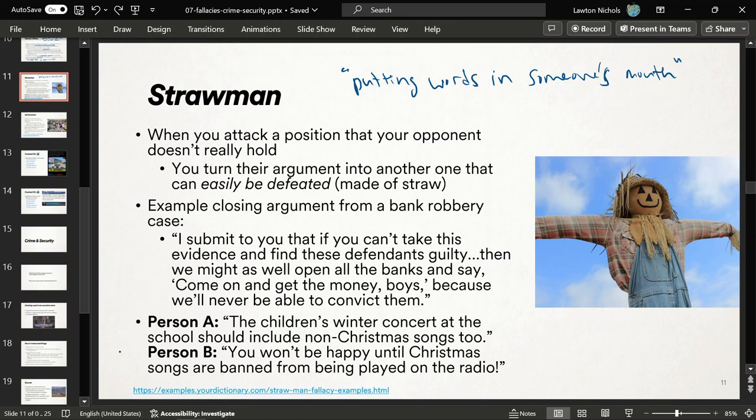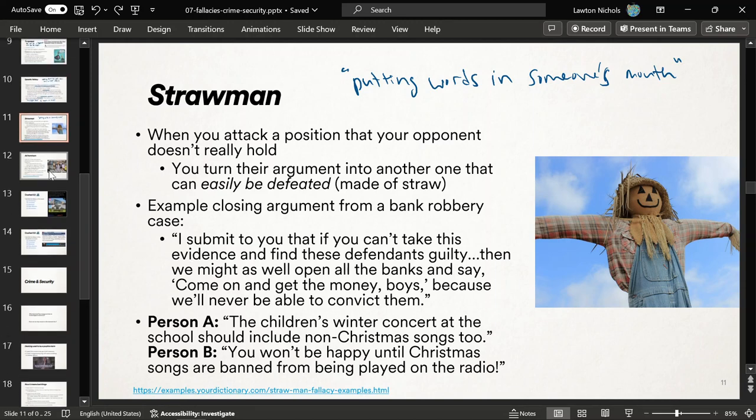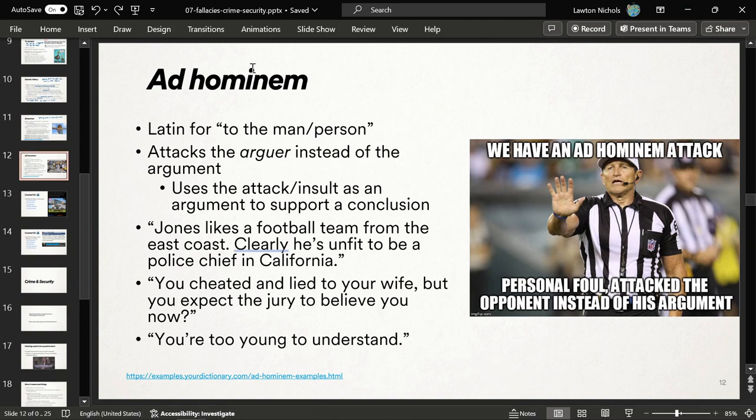Okay. That's the idea. Any questions about that? This is a very common one that comes up in real life. So maybe if you've had an argument before, you can remember that straw man was a part of it. It's like, I didn't say that. You're trying to make me come off as having said something that I didn't say.